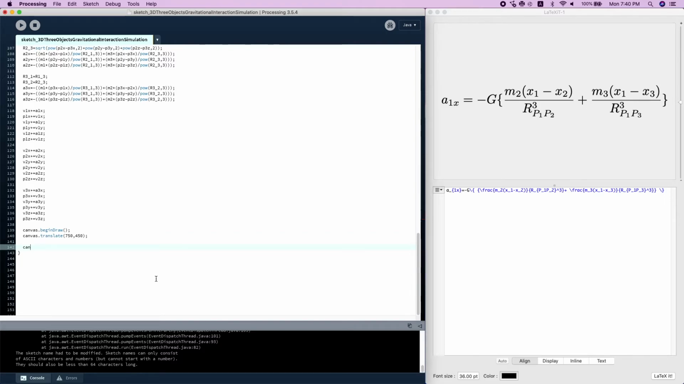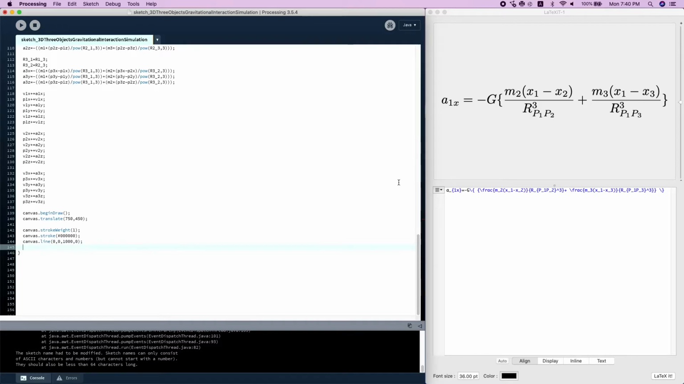So set a stroke weight of, let's say, 1, and give a color of black. And we want a line that goes from the center here all the way to here, because it is the x-axis. So we need from 0, 0 to 1000, 0. And what I also want to draw is a dotted line that goes to the negative x values.